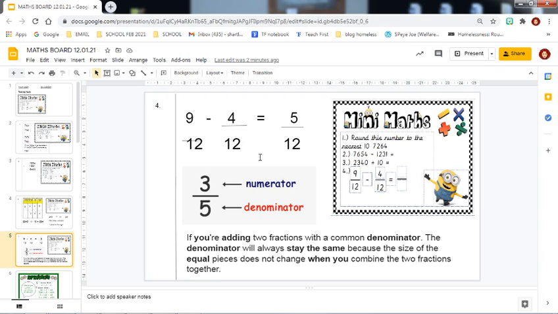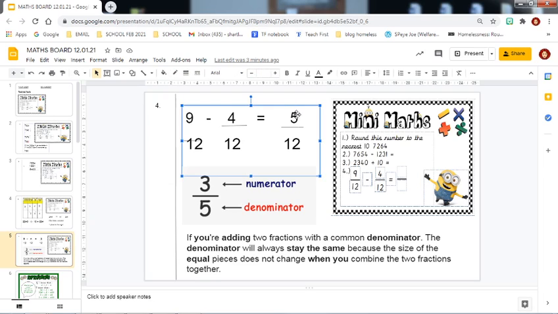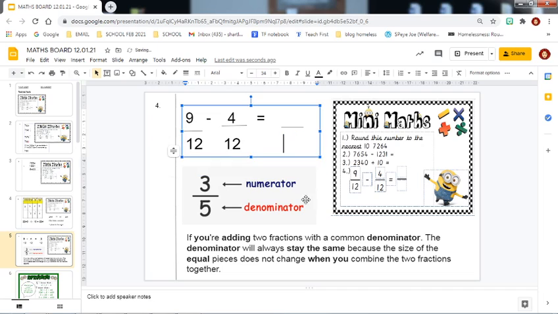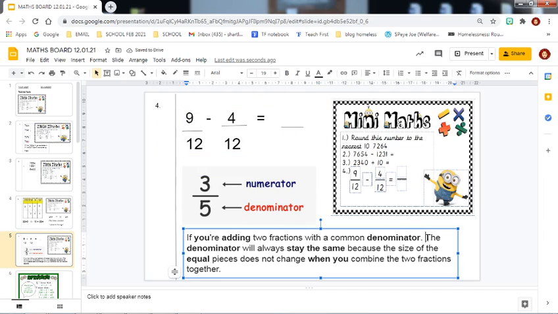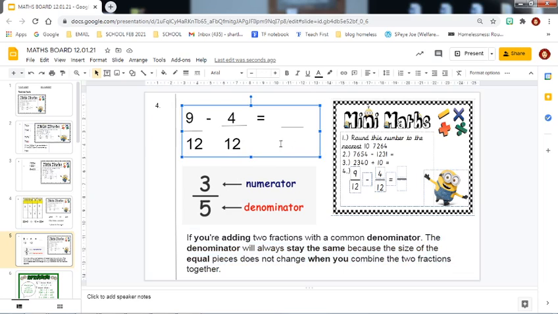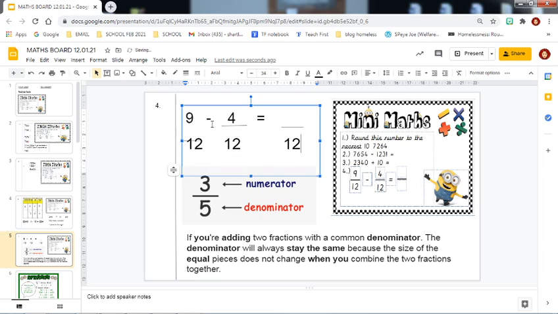Final maths quiz question. 9 twelfths subtract 4 twelfths equals. Now, I know that when I'm subtracting or adding two fractions together, the denominator, which is the bottom number, will always stay the same because the size of the equal parts does not change when you combine the two fractions together. So I'm going to place that in now because I know I still have 12 equal parts.